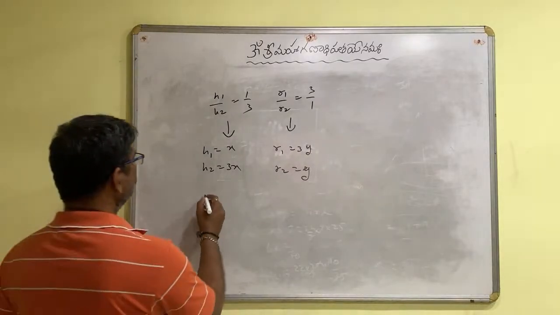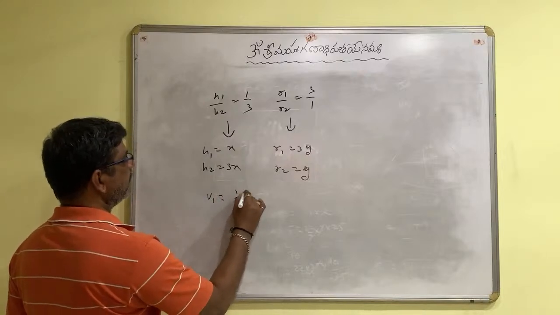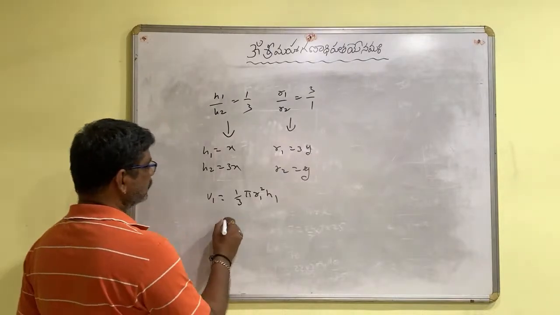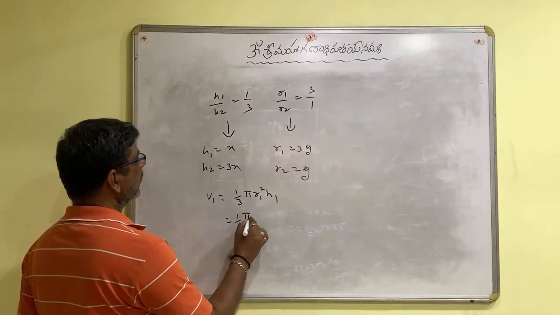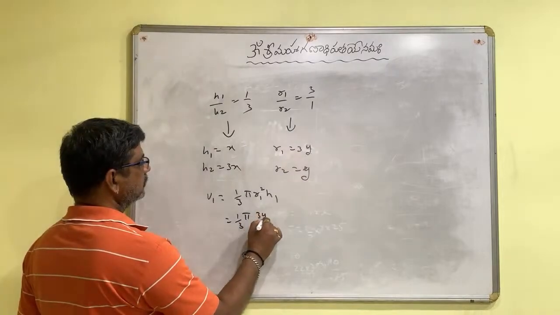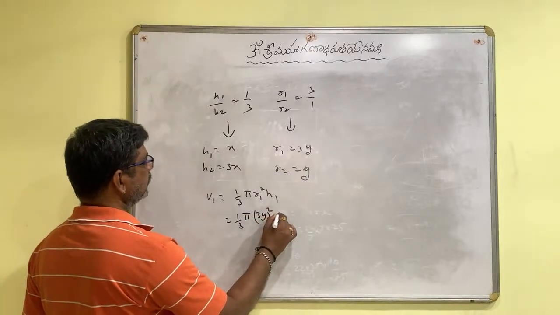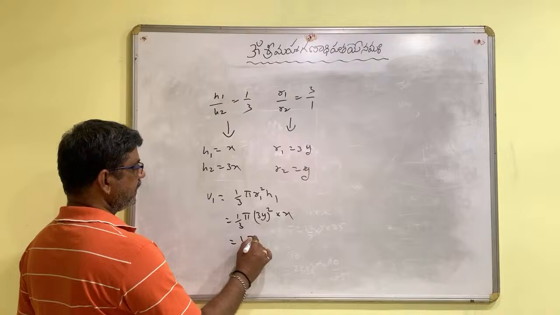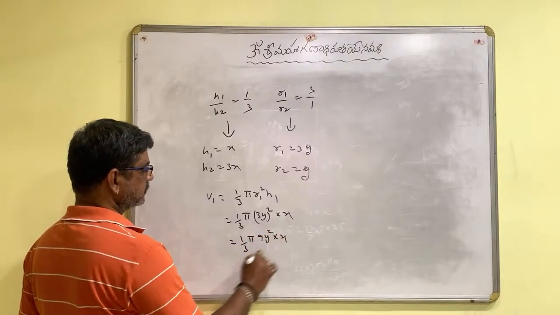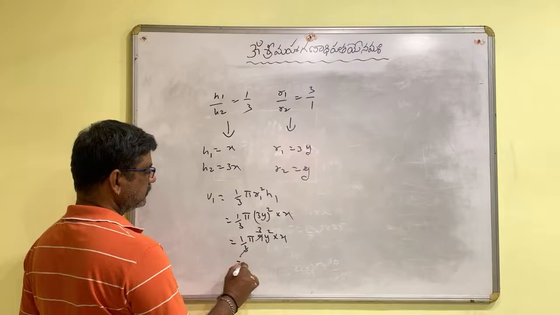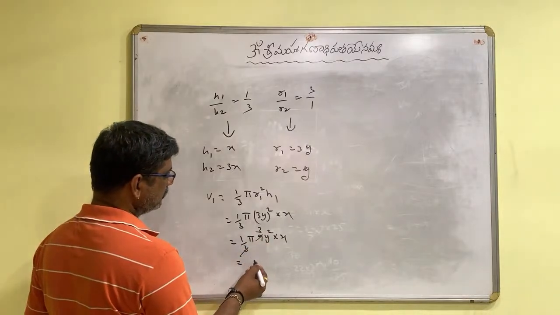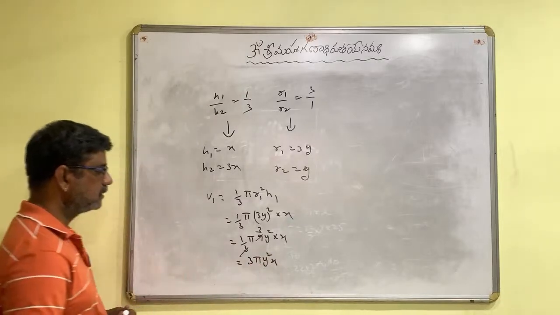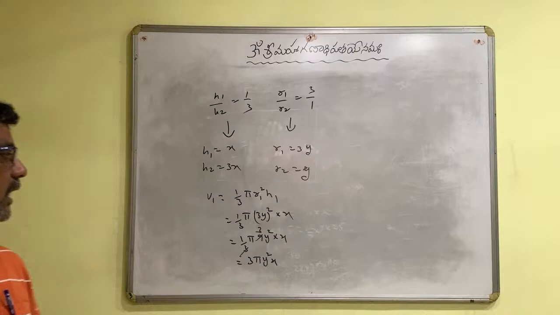Now, volume of first cone is 1/3 pi R1 square H1. So 1/3 pi, 3y whole square, H1 is x. So 1/3 pi 9y square x. 3 3s are 9. So what will you get here? 3 pi y square x.